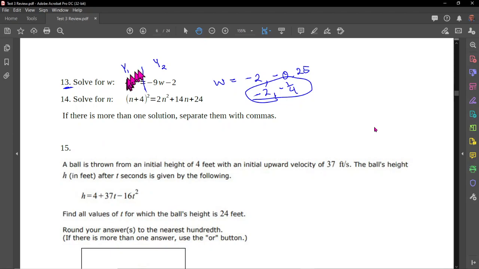You can also move the square over, get it all equal to 0, and factor it. That's another way to do it. But I'm just going to show you this way. I'm sure Alex has shown you the other.